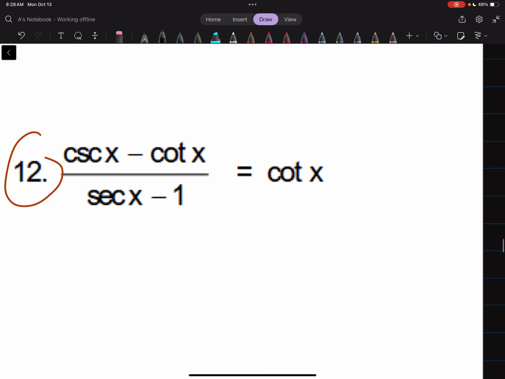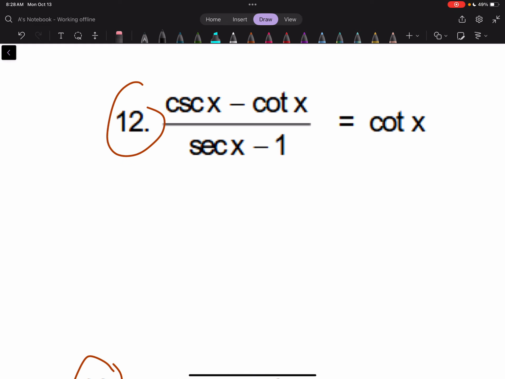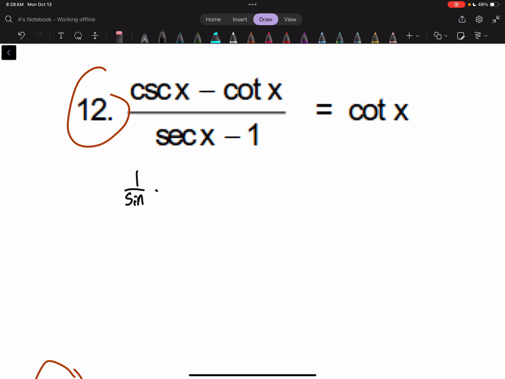So let's look at number 12. Number 12 can become tricky really, really quickly. That's why I wanted to work it with you today. Let's break this apart. Cosecant is 1 over sine minus cotangent, cosine over sine, divided by secant, 1 over cosine, and minus 1 at the end.